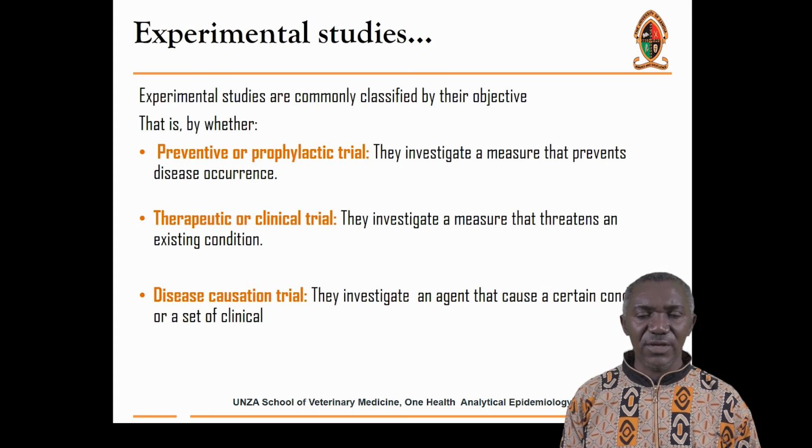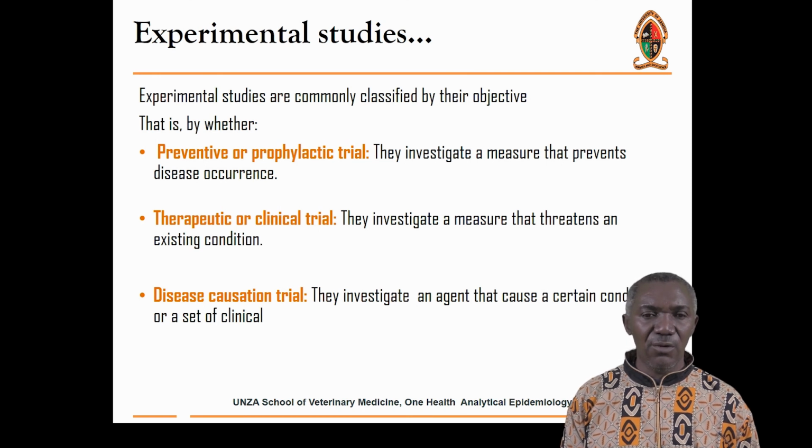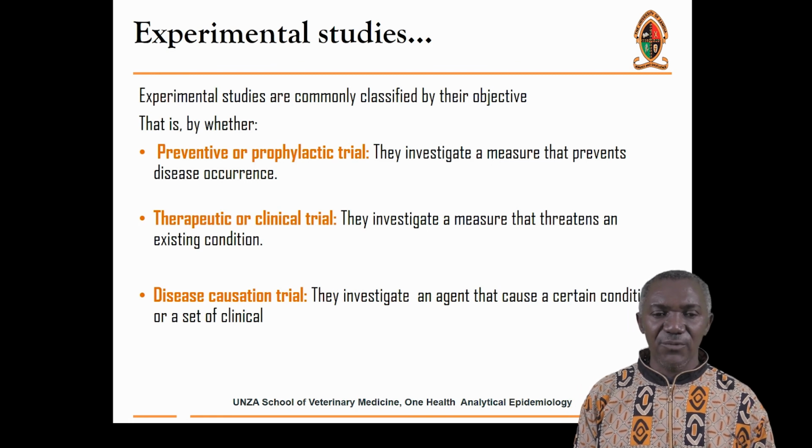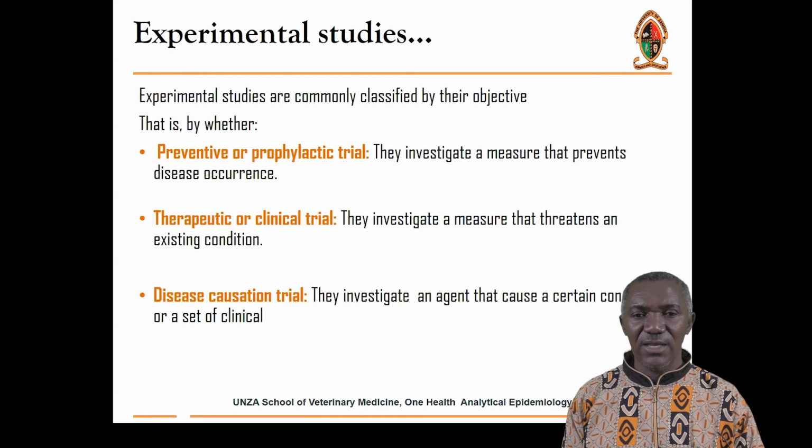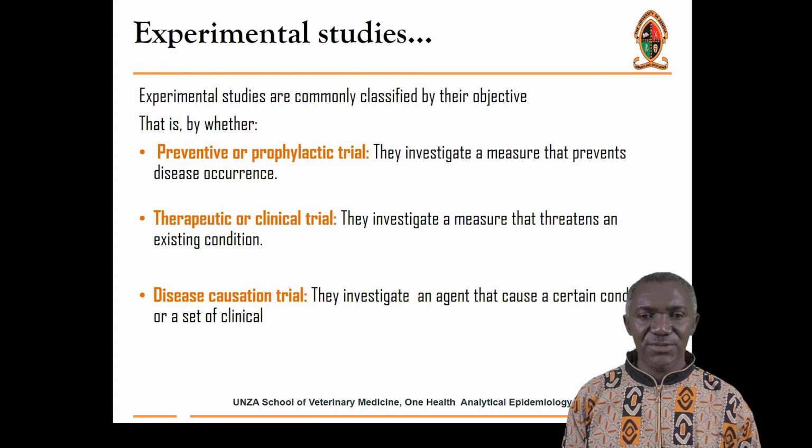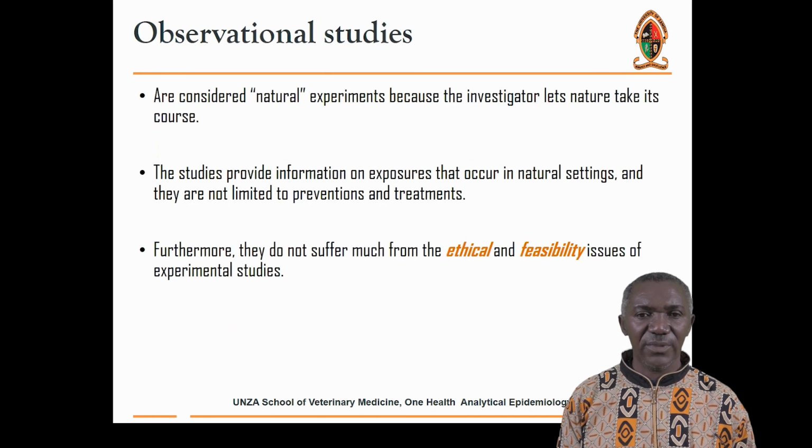Disease causation trials investigate whether a particular agent is responsible for causing a particular condition or disease outcome. For instance, if you want to see whether pathogen A causes a particular condition, then trials are done in the labs to see whether that is a response. So that is a disease causation trial.